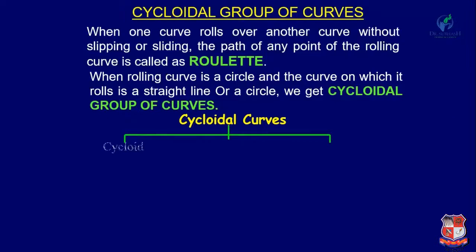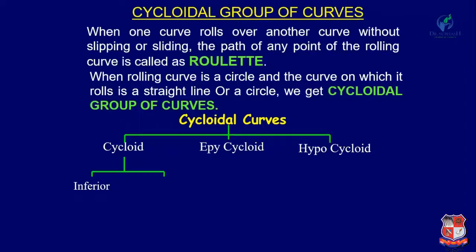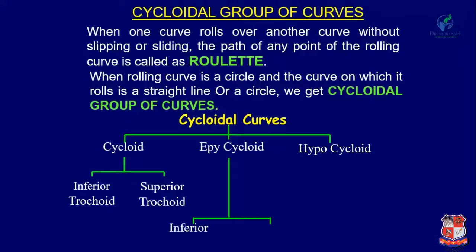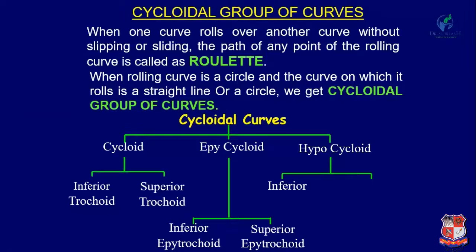There are 3 types of cycloidal curves: cycloid, epicycloid and hypocycloid. Cycloid is classified in 2 different ways: inferior trochoid and superior trochoid. Similarly, epicycloid is classified by inferior epitrochoid and superior epitrochoid, and hypocycloid is also classified by inferior hypotrochoid and superior hypotrochoid. So these are the different types of the cycloidal curves.